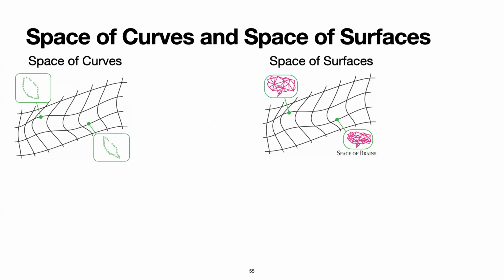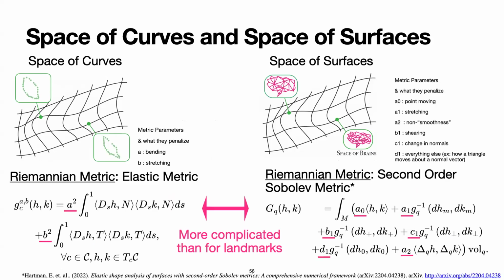In comes the space of curves and the space of surfaces, which solves this problem for us. In the space of curves, every point on the space of curves represents a different curve shape, and similarly for the space of surfaces. And one of the key aspects of that is the Riemannian metric that we choose to equip these spaces with.